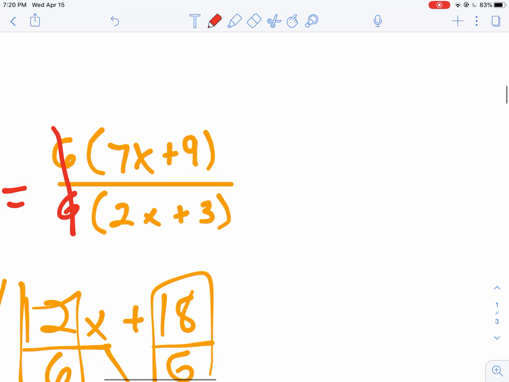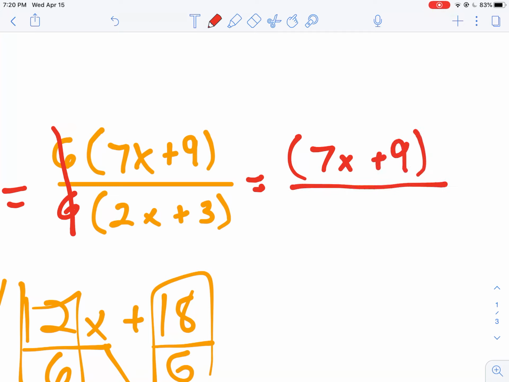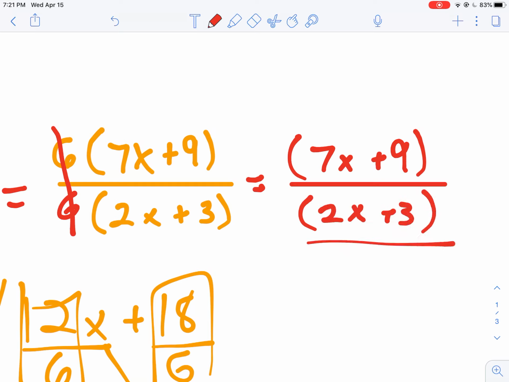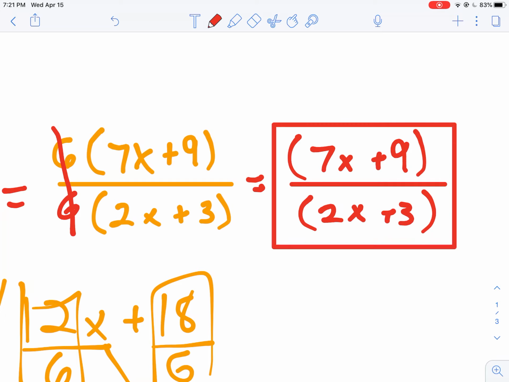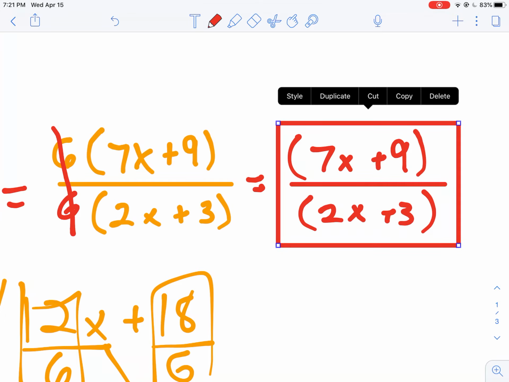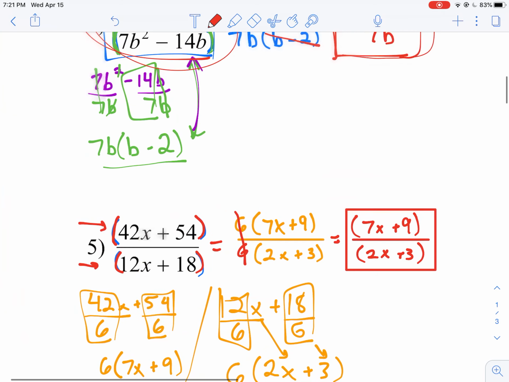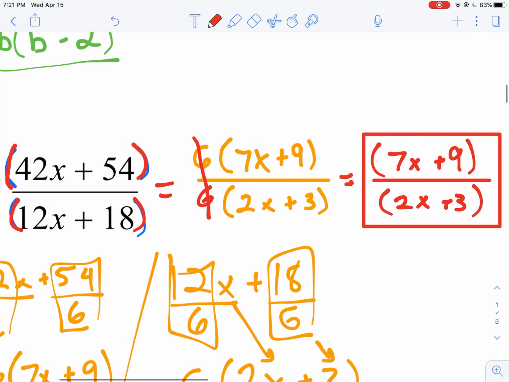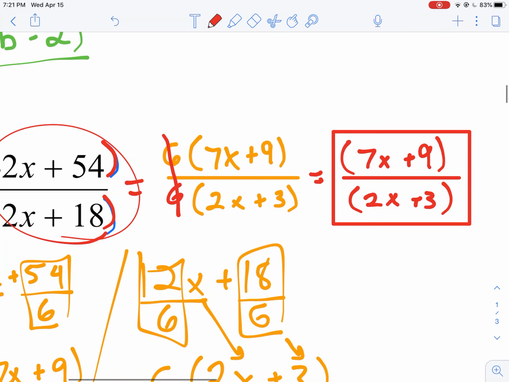So I'm just going to rewrite it as 7x plus 9 over 2x plus 3. Once you're done, you could write it in parentheses or not. It's right either way. That's our answer. Seems kind of complicated, but it's at least simpler than what we started with. We had bigger numbers: 42, 54, 12, and 8, and now we simplified the numbers a little bit.